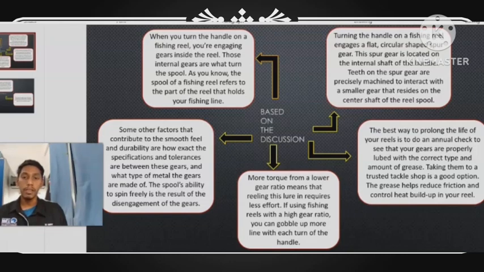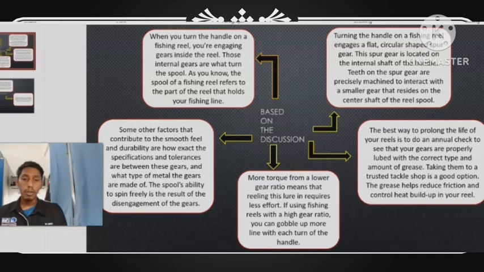Some other factors that contribute to the smooth feel and durability are how exact the specifications and tolerances are between those gears and what type of metal the gears are made of. The spool's ability to spin freely is the result of the disengagement of the gears. The best way to prolong the life of your reel is to do an annual check. See that your gears are properly lubed with the correct type and amount of grease. Taking them to a trusted tackle shop is a good option. This grease helps reduce friction and control heat buildup in your reel.